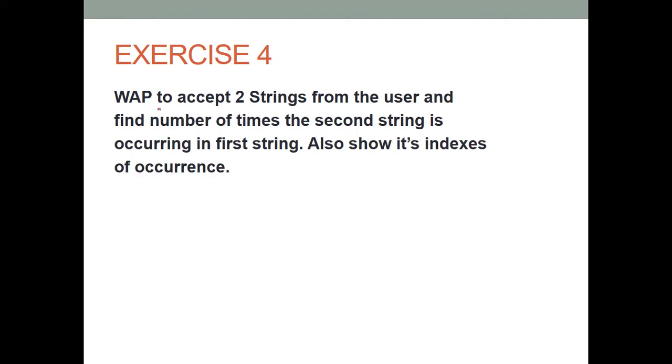Fourth is write a program to accept two strings from the user and find the number of times the second string is occurring in the first string. Also show its index of occurrence. So it is one of the TCS questions and is asked so many times. Interviewers also ask these 4 questions in the interview room, and it is very important for freshers and experienced candidates also.